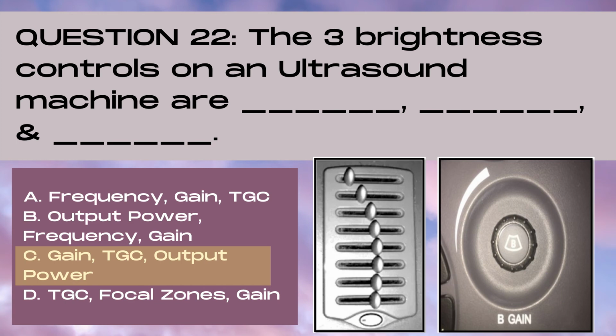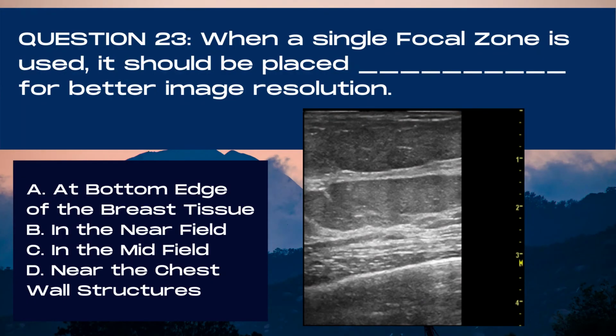Gain increases or decreases overall image brightness, as does output power. It increases or decreases the entire image brightness, while TGC increases or decreases image brightness at different depths within the tissue. Question 23. When a single focal zone is used, it should be placed blank for better image resolution.